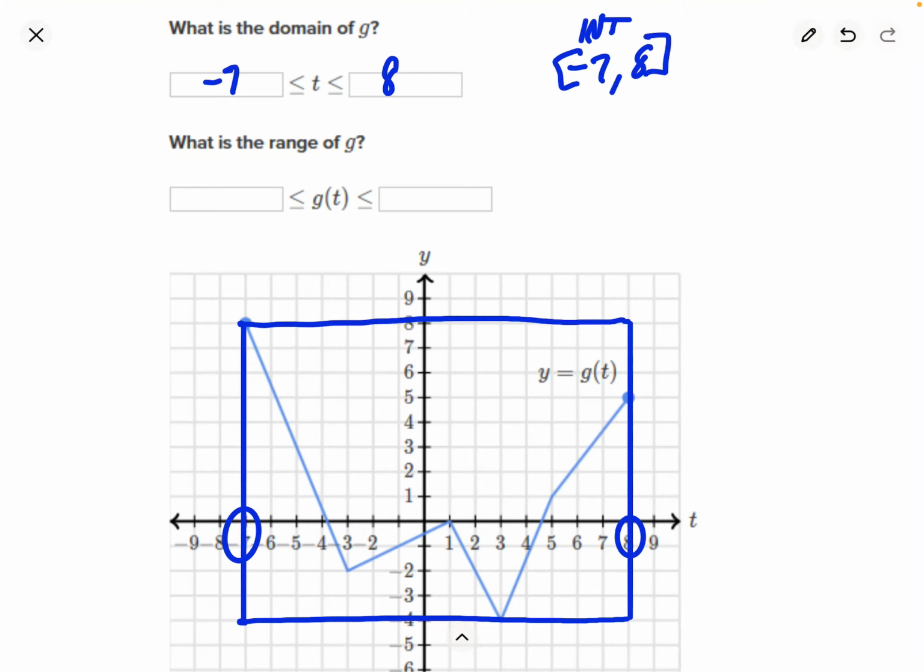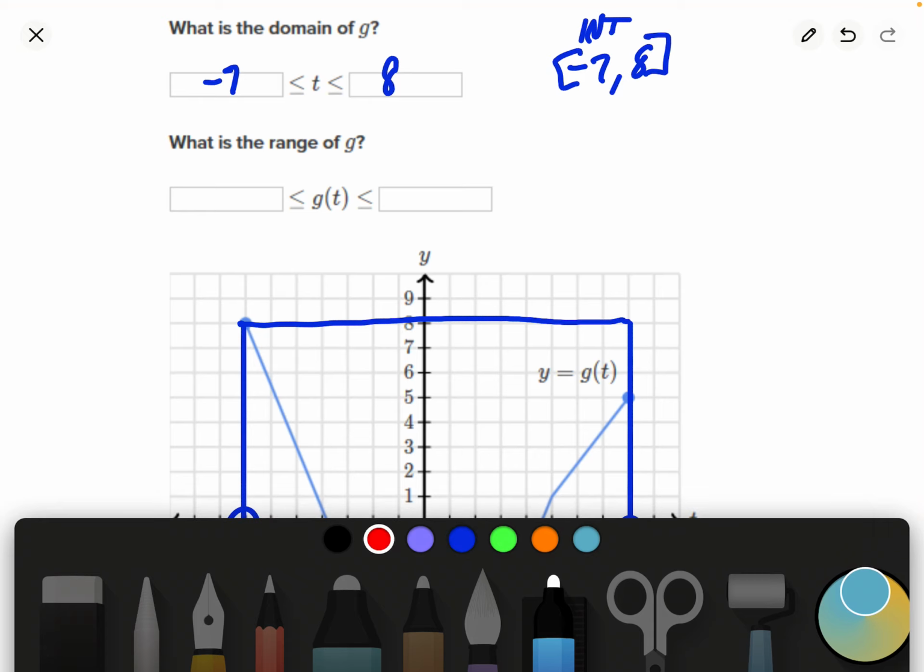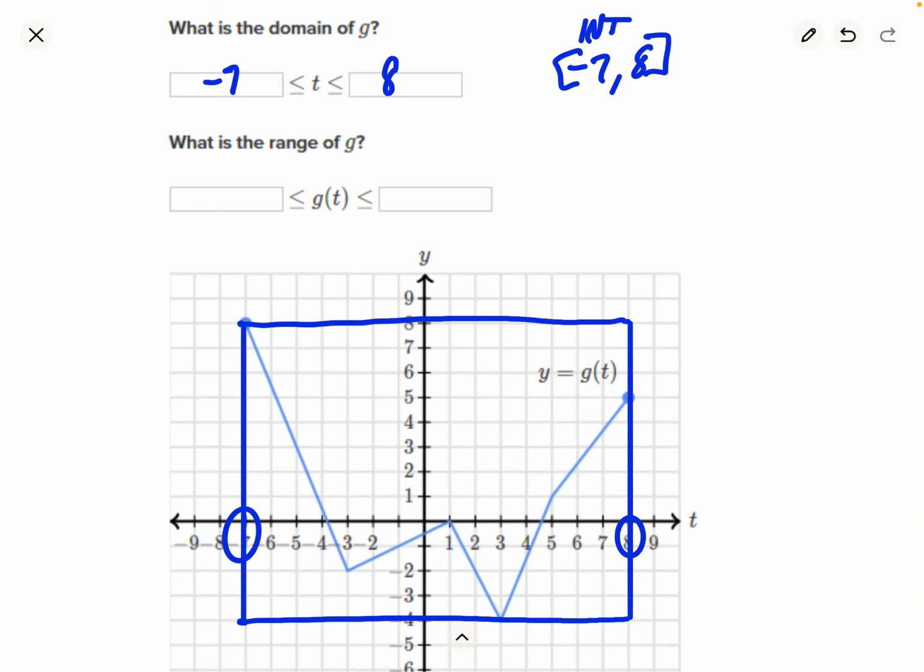All right, now for the range, we would just read the y value. So it goes from a -4 all the way up to a +8. So this would be a -4 to a +8. Interval would be a -4 to a +8. That's interval notation. That's it, guys.